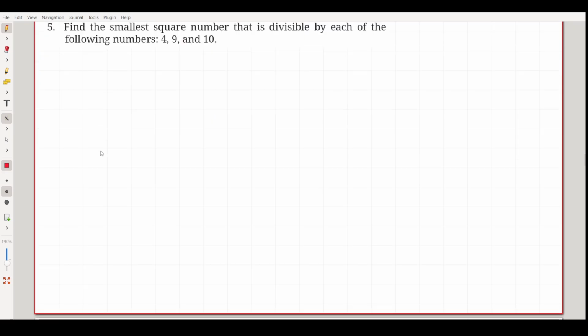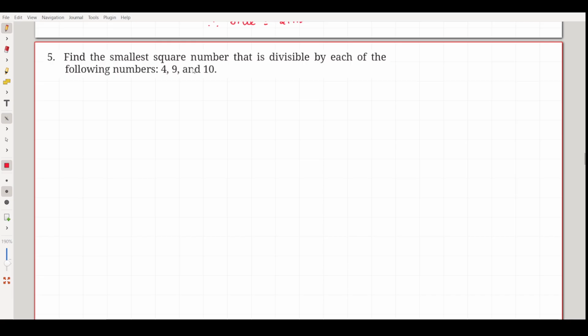Now question number 5. Find the smallest square number that is divisible by each of the following numbers: 4, 9 and 10 are given. We have to find the smallest square number that should be divisible by 4, 9 and 10. So in this case, first we are going to find the LCM of 4, 9 and 10.